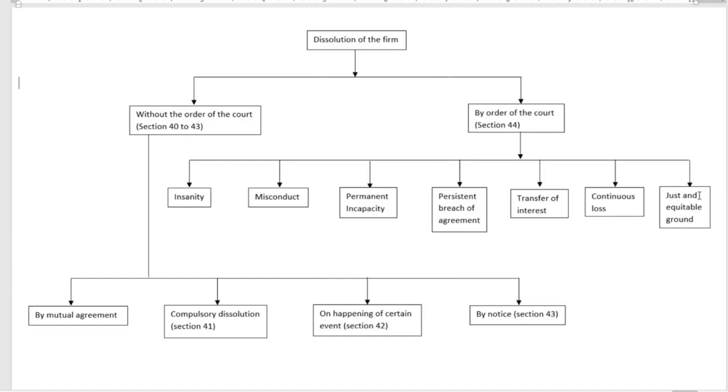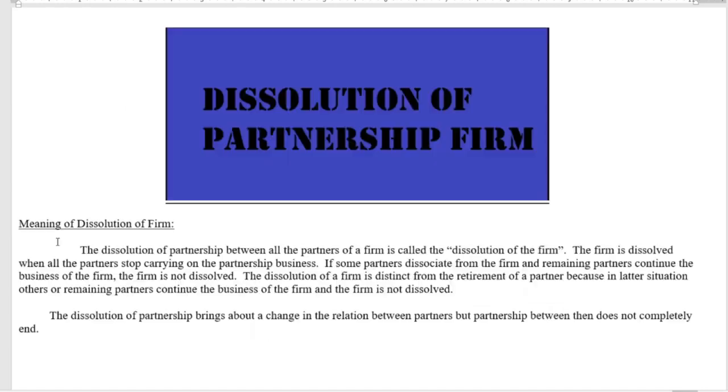In the next video, we can discuss the other aspect, that is, the rights and obligations of the partners after the dissolution, or the procedure to be followed after the dissolution of the firm. That is how the settlement of the accounts can be done, that is, the rules to be observed in settling the accounts of the firm after dissolving the partnership firm. So this is with regard to dissolution of the partnership firm.